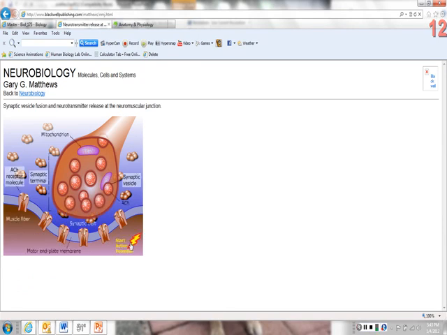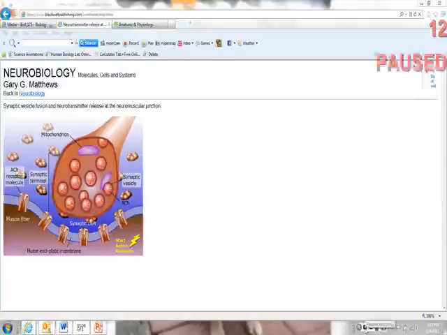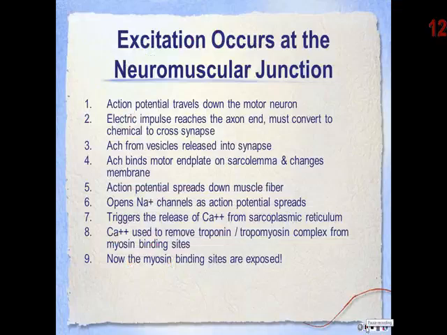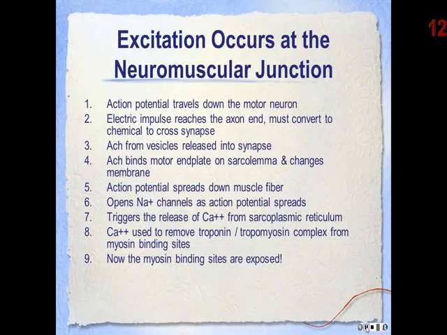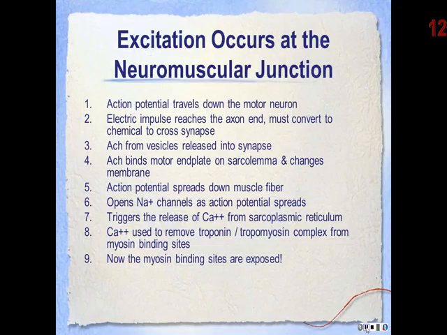This animation here shows the synaptic cleft. When you start the action potential, you can see the electric impulse come down, releasing the acetylcholine into the cleft at the vesicles, binding the motor end plate, and then opening the sodium channels. That will depolarize the muscle cell and trigger the action potential.